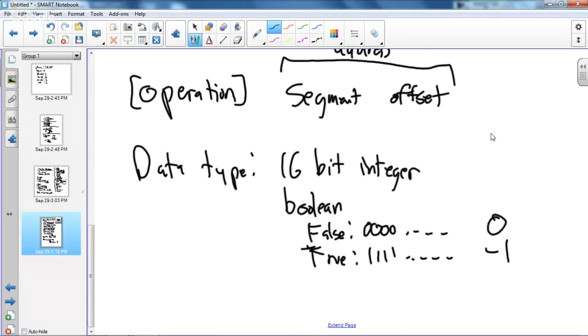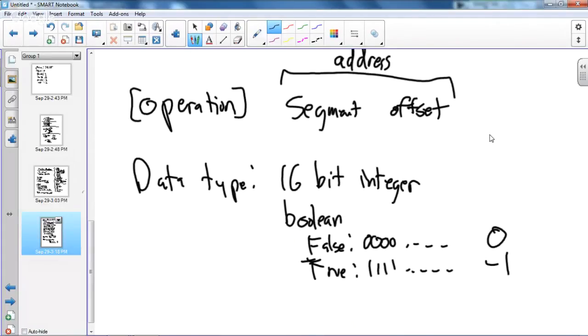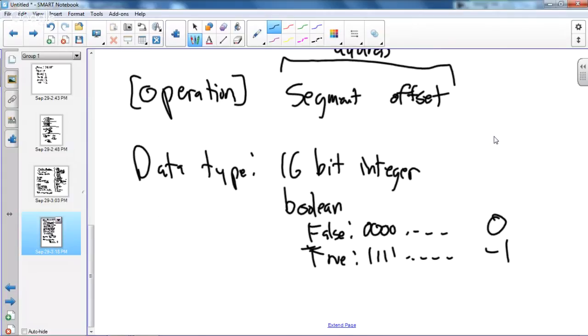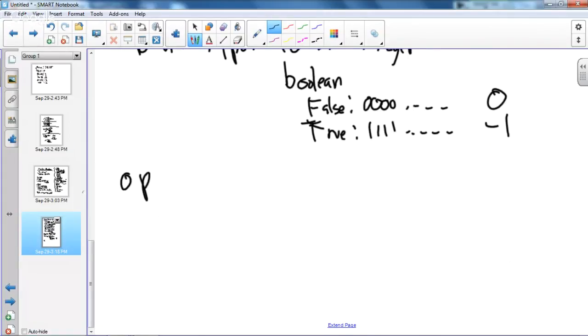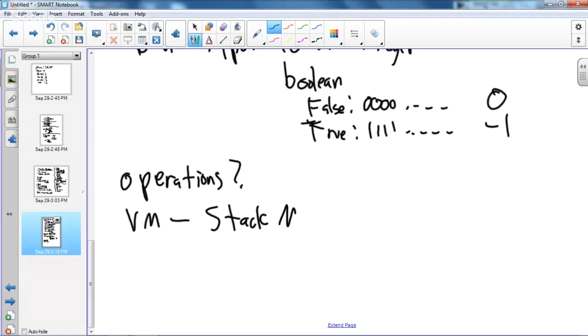Okay. So any questions so far? I'm going to talk shortly about what these operations are for memory access. This idea of segments makes sense so far? Okay. So what are the operations? I need to emphasize here, this virtual machine is what is called a stack machine.